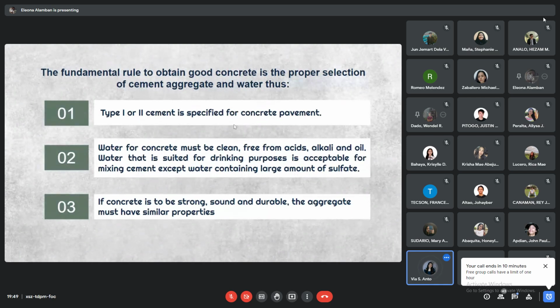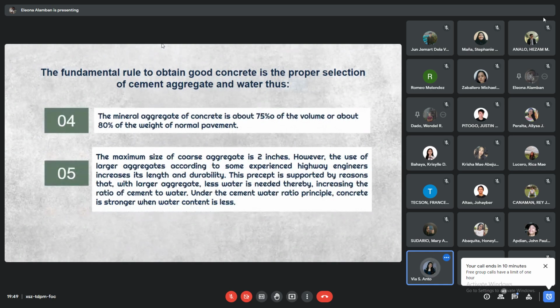Fourth, the mineral aggregate of concrete is about 75% of the volume or about 80% of the weight of the normal pavement. It must be properly selected to be durable, blended for optimum efficiency, and properly controlled to produce consistent concrete strength, workability, finishability, and durability.